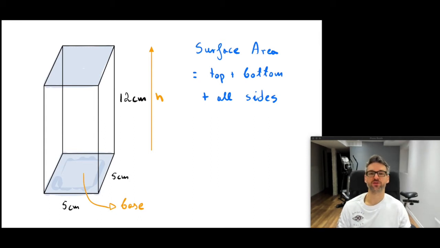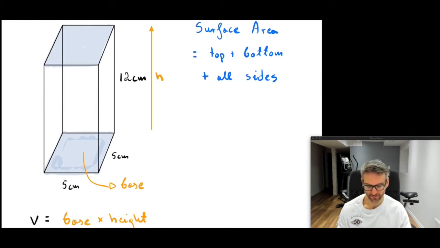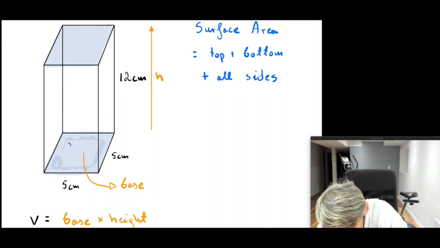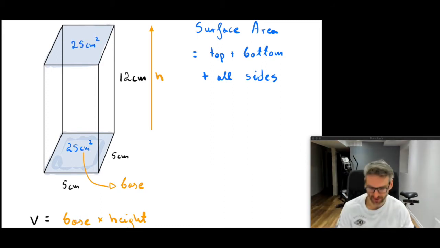That would have been your surface area. So now the top and the bottom in this example, they're the same, right? The area is 5 times 5, which is 25. So this is 25 centimeters squared, but then so is this. This is also 25 centimeters squared.